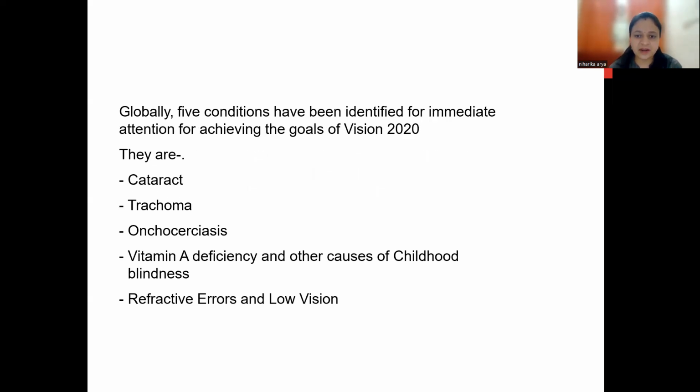Globally, 5 conditions have been identified for immediate attention to achieve the goal of Vision 2020. These are cataract, trachoma, onchocerciasis, vitamin A deficiency and other causes of childhood blindness, and refractive errors and low vision. So these are the 5 conditions which need immediate attention for achieving the goals of Vision 2020. These are the 5 main conditions which need to be treated under Vision 2020.